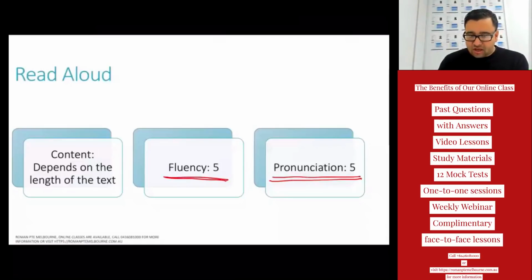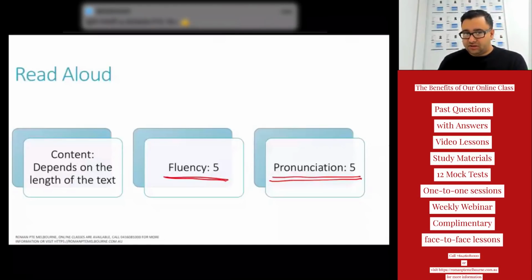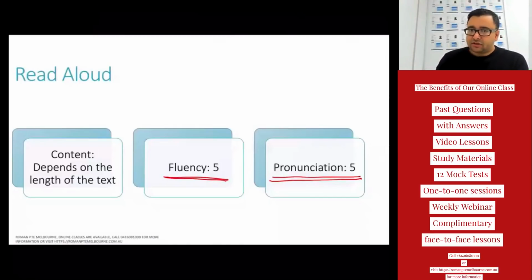Now, what do they mean and how do you get these scores? I'll try to explain. But whatever I tell you about fluency and pronunciation, remember that applies to all the other question types as well, which means whether you are doing repeat sentence or retell lecture or a short answer question, the same rules apply to them as well. Let's just start with pronunciation.